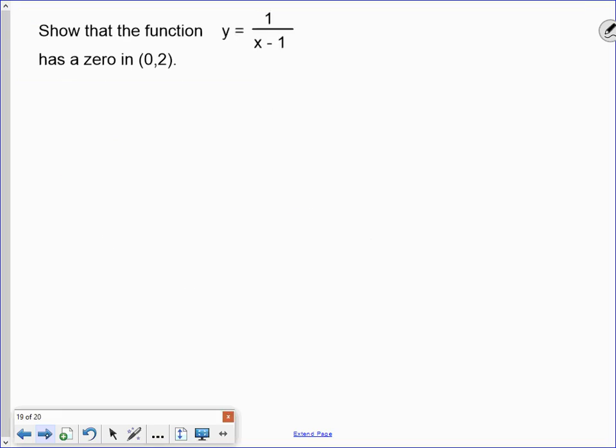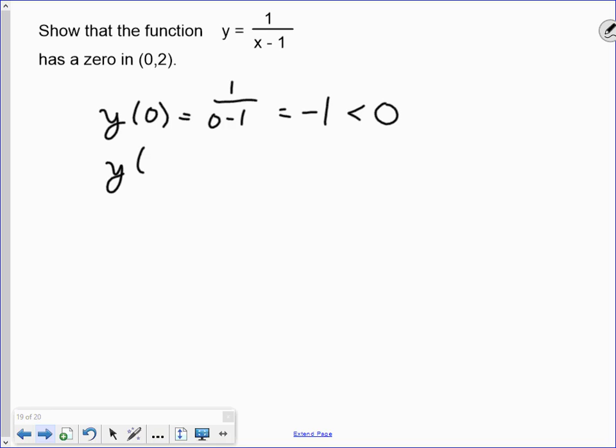Now, let's look at the same question for a different function. Show that the function y equals 1 over x minus 1 has a 0 on the interval from 0 to 2. We could start the same way. We could figure out, well, what is y at 0? That's going to be 1 over 0 minus 1. That's going to be negative 1. That's less than 0. We can evaluate y at 2. We get 1 over 2 minus 1, which is 1 over 1, which is 1, which is greater than 0. So in going from x equals 0 to x equals 2, our function goes from negative 1 to 1. This looks a lot like there should be a 0 in that interval from 0 to 2.